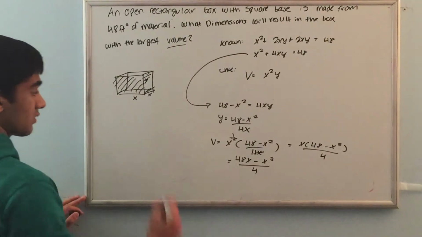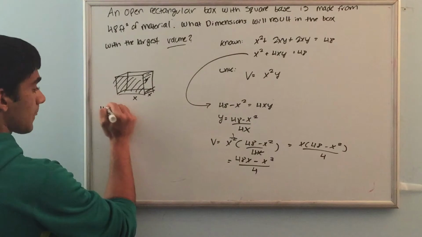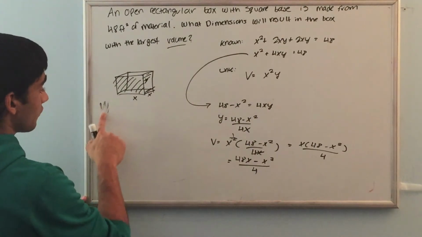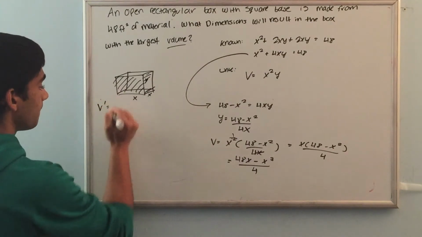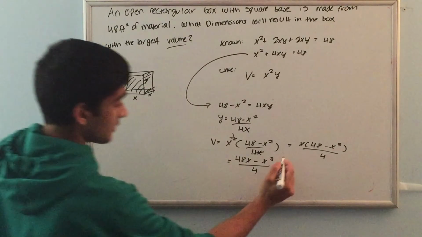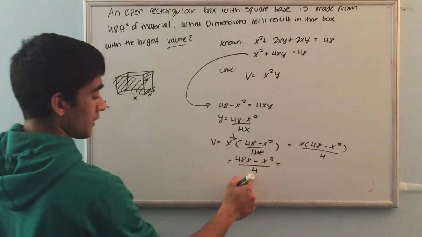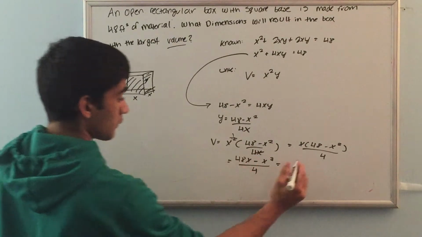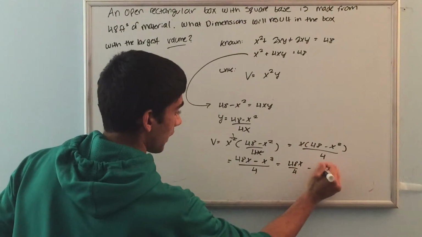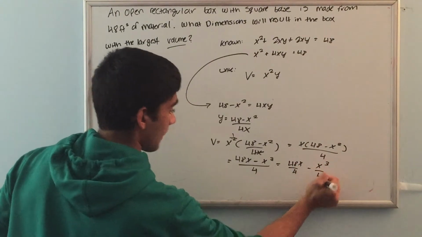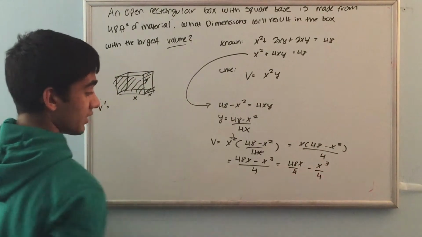So let's set that equal to 0. So 48. So no, actually we have to take the derivative first and then set the derivative equal to 0. So we need to find v prime. In this case, we can simplify this. If we put the four of both these two terms, we can make this 48x over 4 minus x cubed over 4. And now we have to take the derivative of this.